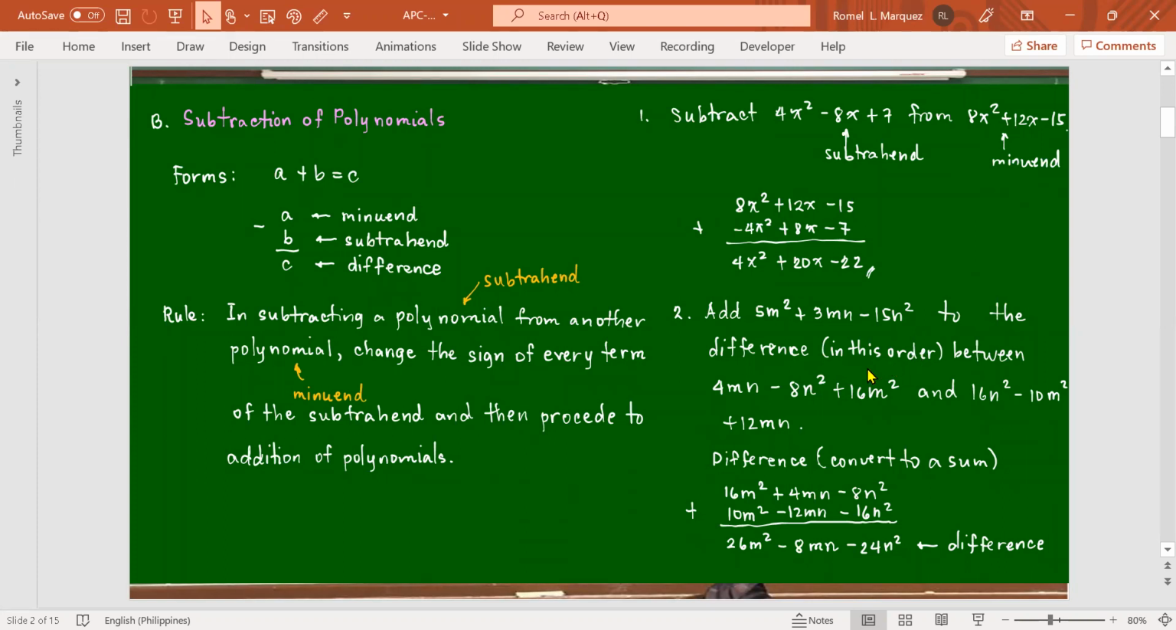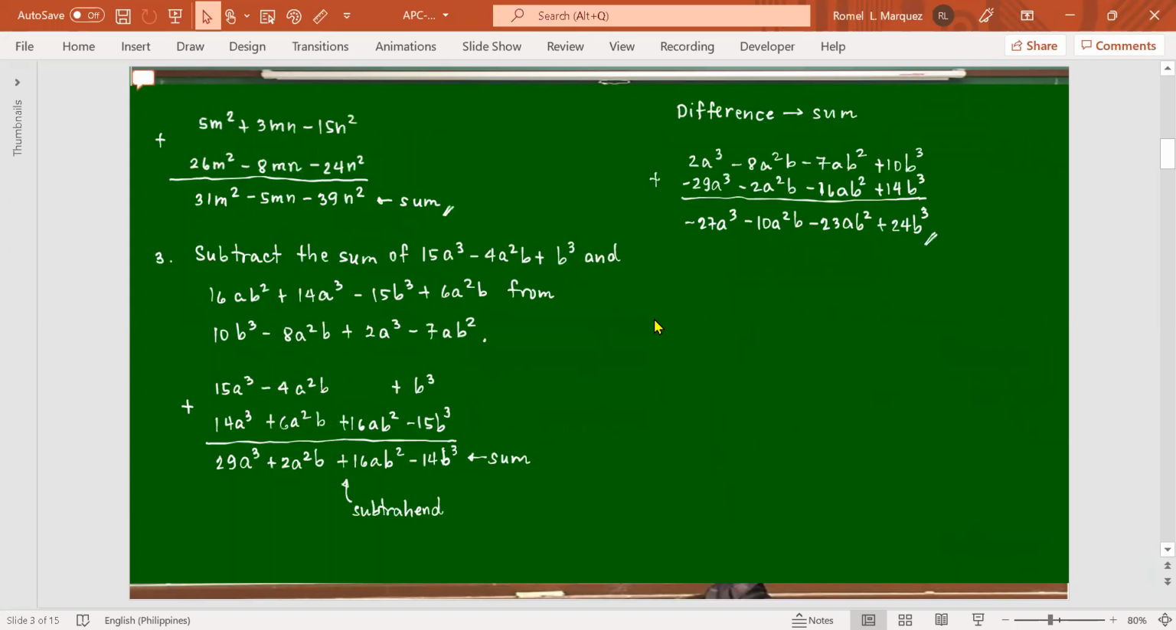Okay? But to make it clear, I wrote in this order, meaning the way it is written, you get the difference. Okay now? Then we convert to sum. So we change the sign of every term in this, no? Okay? Okay now? Yes, sir. Thank you po. Okay, you're welcome.